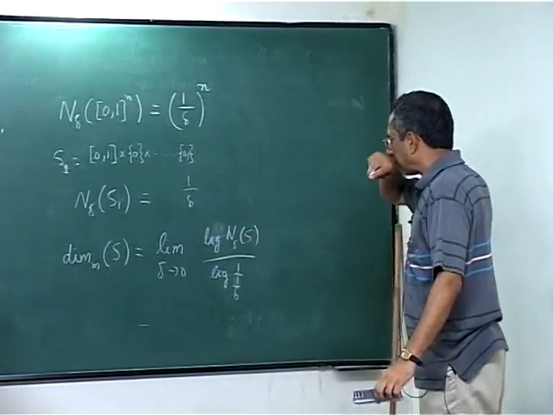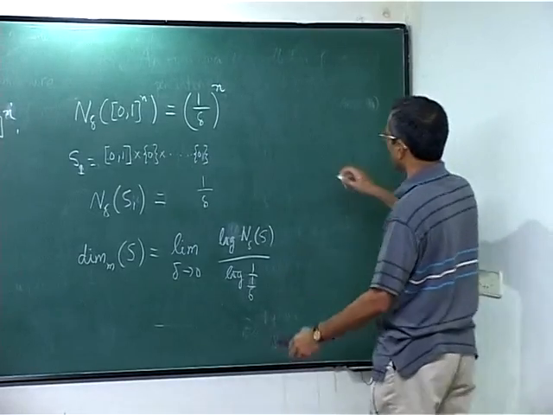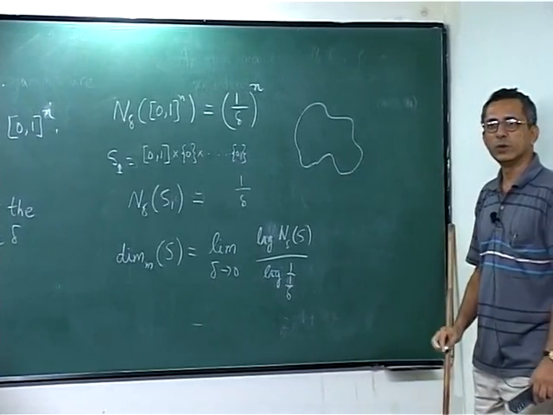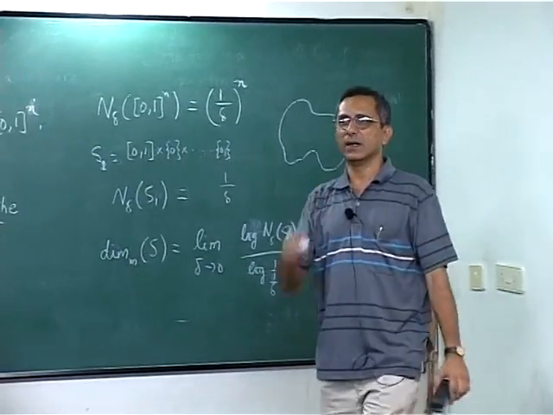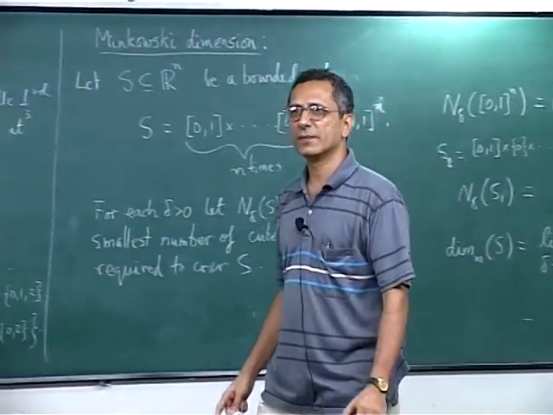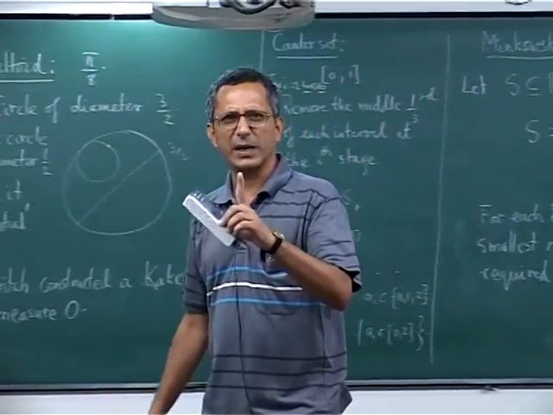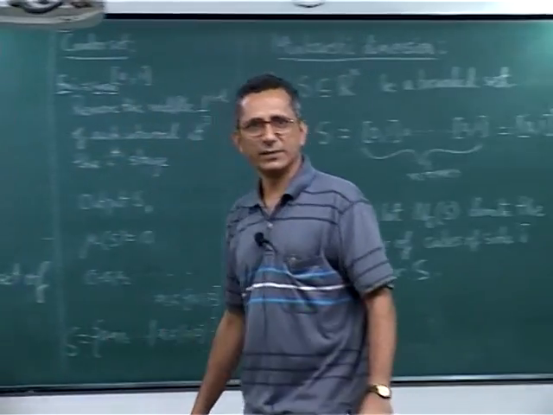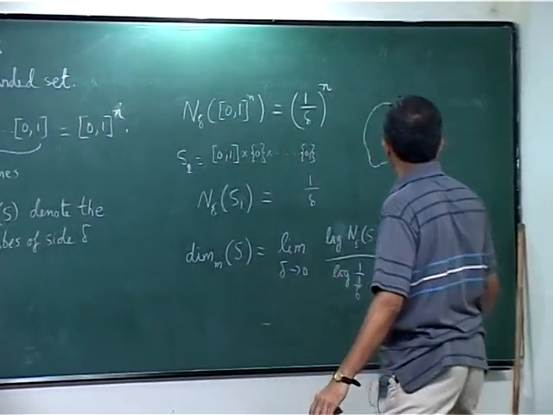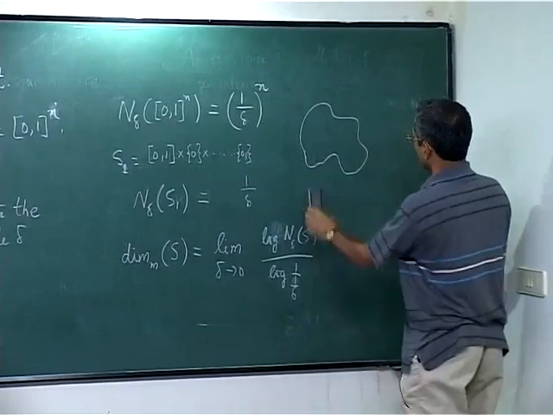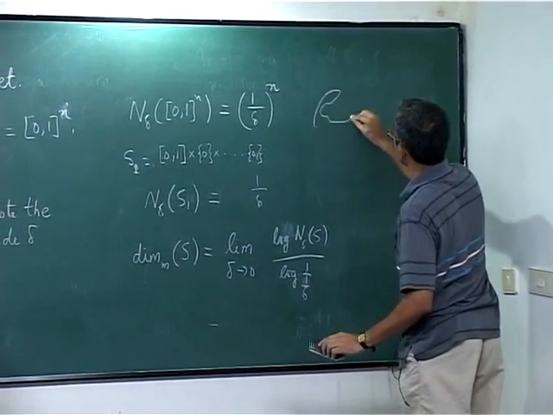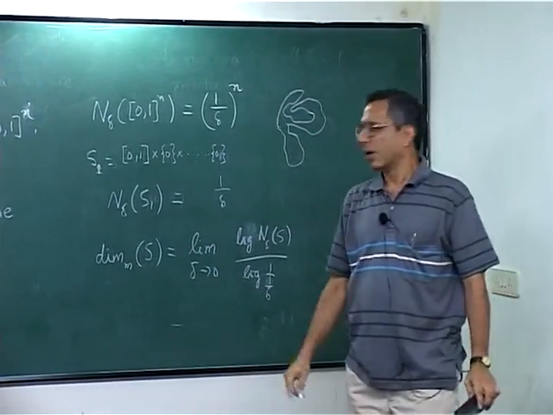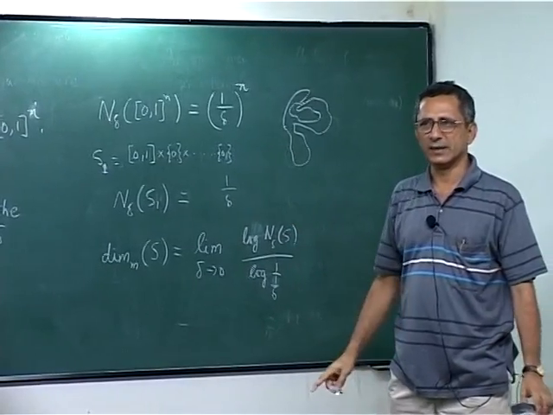Now, just one more small point. If I take, for instance, a curve like this in R2, what should be the dimension of the curve? A curve is one dimensional. It's like a line, isn't it? However it may be shaped, the curve may be shaped like this, but it's still one dimensional. How does this definition capture the fact that it's one dimensional?